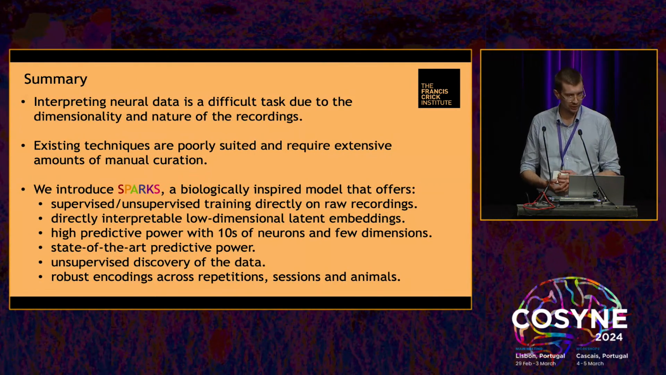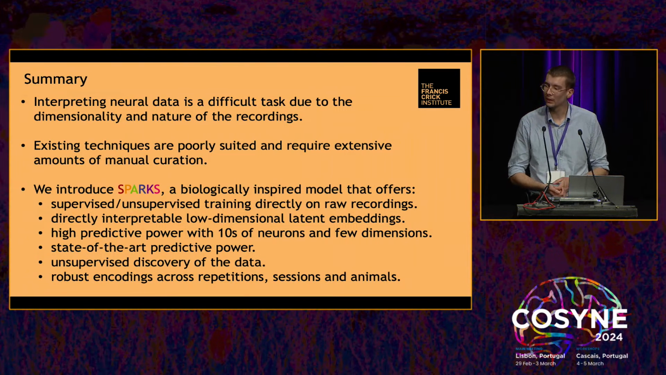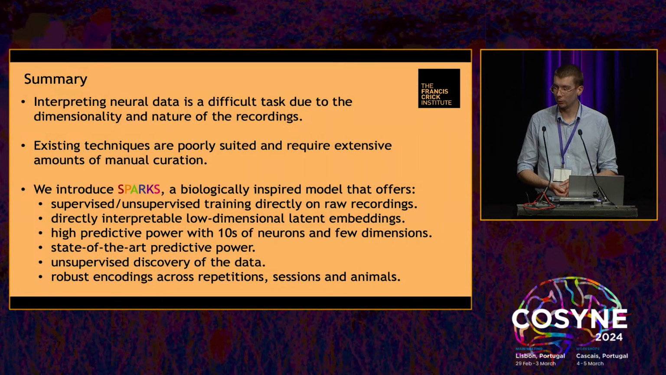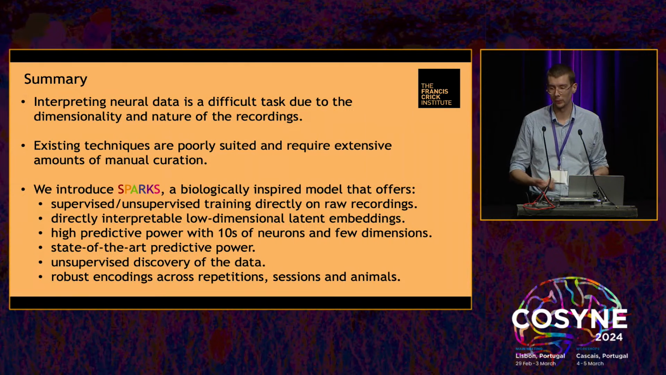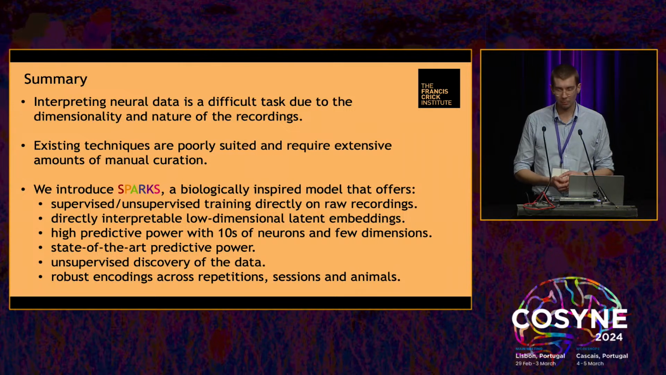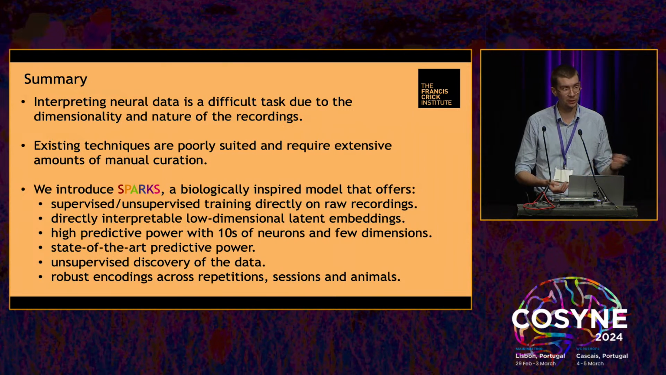So take-home messages: interpreting your data is hard, and most of the existing techniques are not that good at it. But we've worked on this tool that we hope you are going to be excited about, which offers both supervised and unsupervised training directly on the raw recording, so no need for a lot of pre-processing anymore. We obtain directly interpretable, low-dimensional latent embeddings. We obtain very high predictive power from only tens of neurons, actually state-of-the-art predictive power. You can find structure in your data in an unsupervised fashion, and we find robust encodings across repetitions, sessions, and animals.